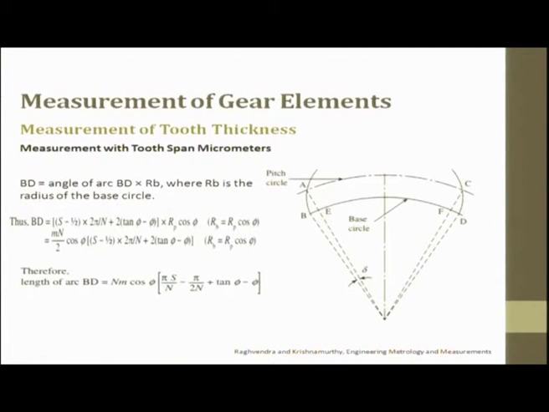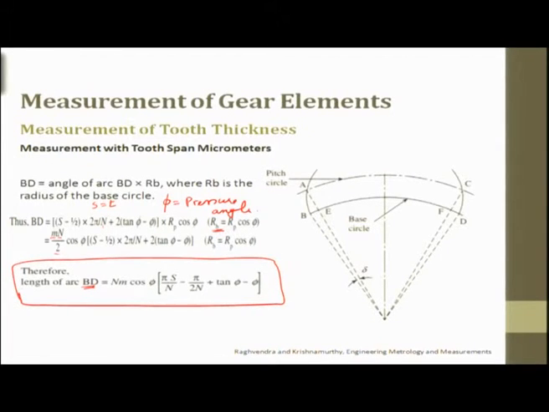Further continuing with the same, BD is equal to the angle subtended by the arc BD into RB, where RB is the base circle radius. Thus BD can be figured out as S. This S you can replace by T minus half, 2 pi by n, plus 2 (tan phi minus phi), where phi is the pressure angle. Rb is the radius of the base circle, which is nothing but Rp into cos phi, where Rp is the pitch circle radius. When you put it back into the equation, you have module m times n by 2, and all the other units you know. Therefore, the arc length BD is nothing but n into m cos phi times (pi (s minus 1/2) plus n tan phi minus phi), and this is the final equation to find the arc BD.